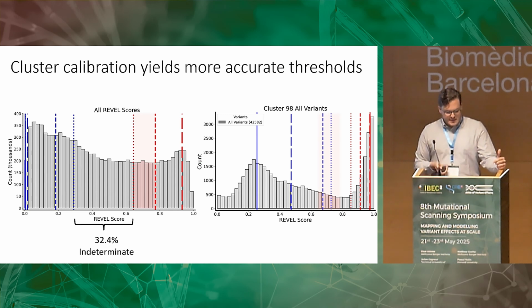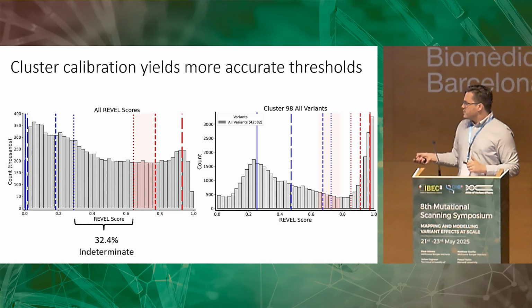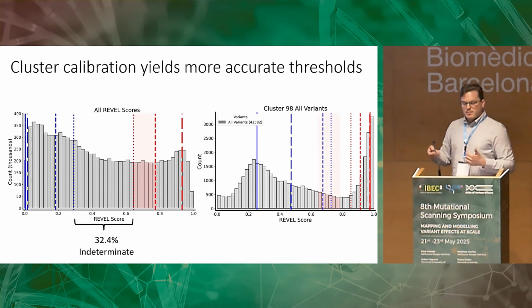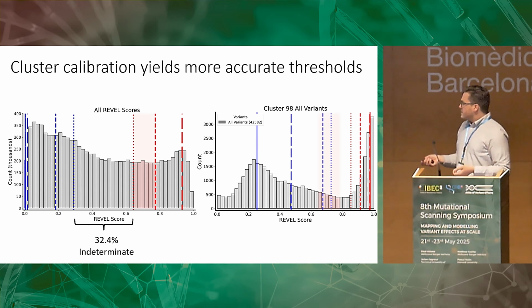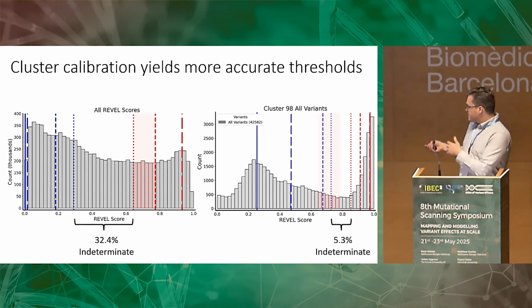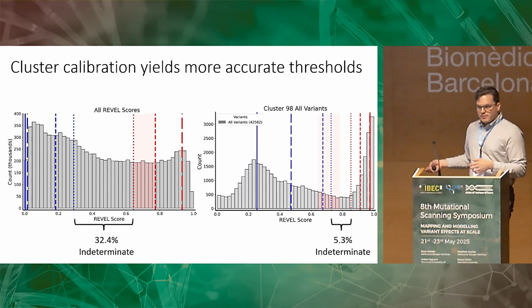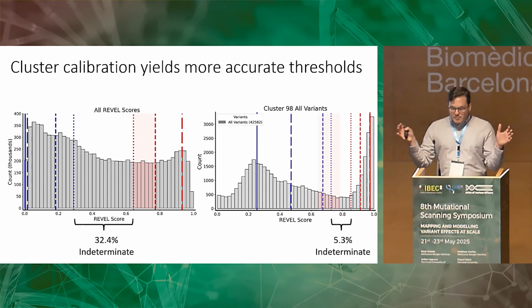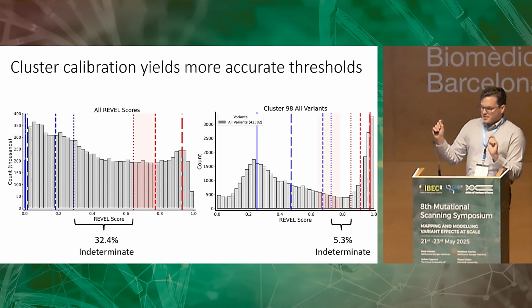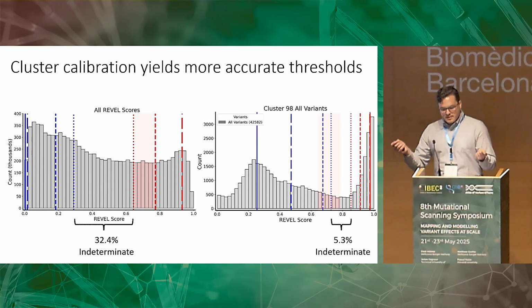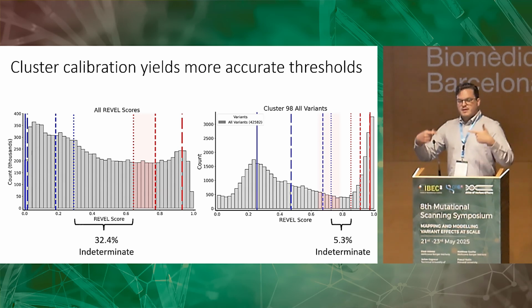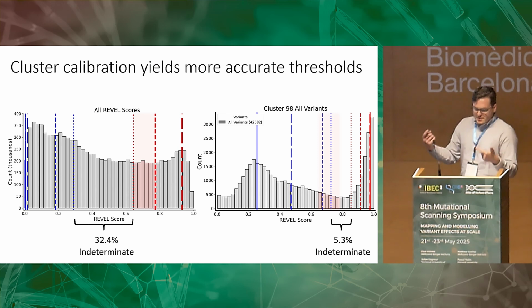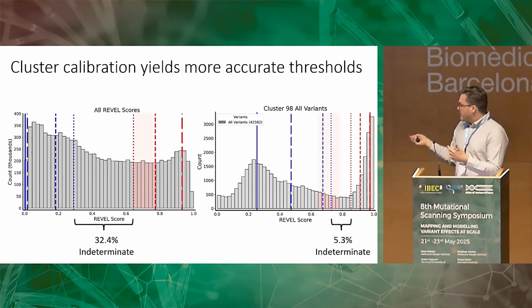Another way to look at this is to look at the proportion of variants which receive no evidence. So in the genome-wide calibration, we have a lot of density of variants in the middle. About 32% are receiving no evidence. But in some of our high-performing clusters, that's reduced to, in this case, 5.3%, meaning nearly 95% of all predictions in this cluster are actually receiving evidence. So that's a way that we can directly reduce VUS because more of the variants are actually receiving evidence that we can accurately calibrate.